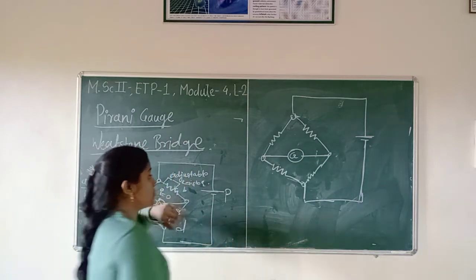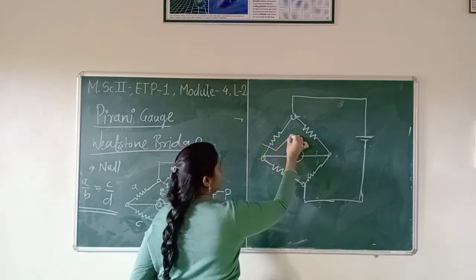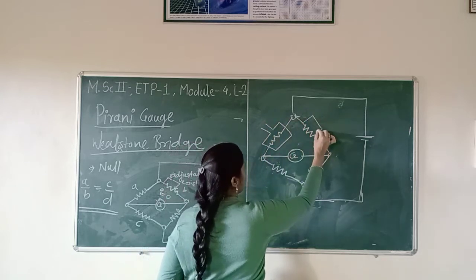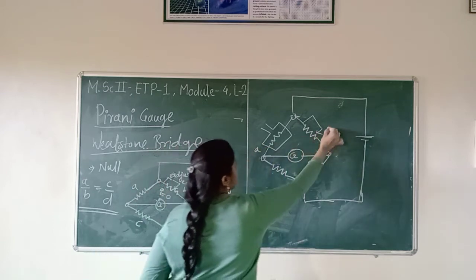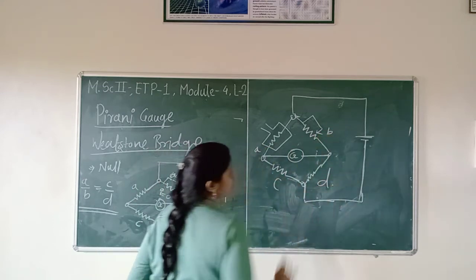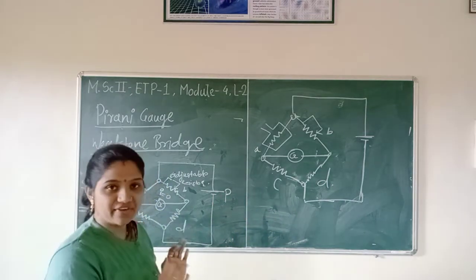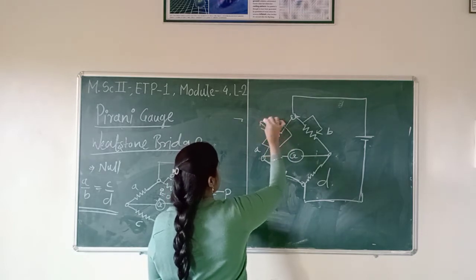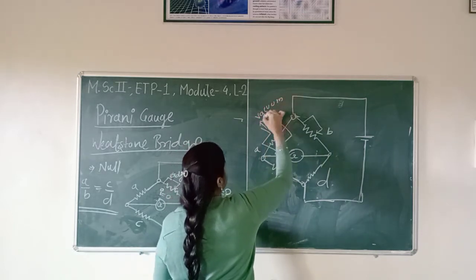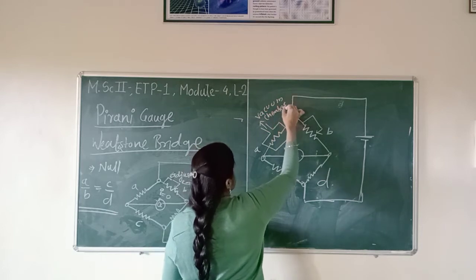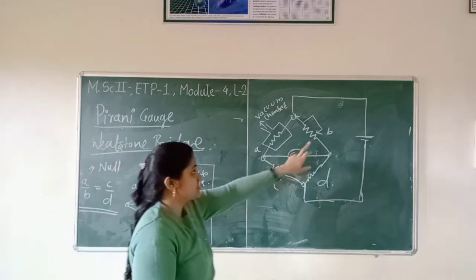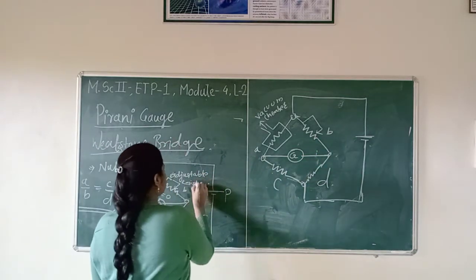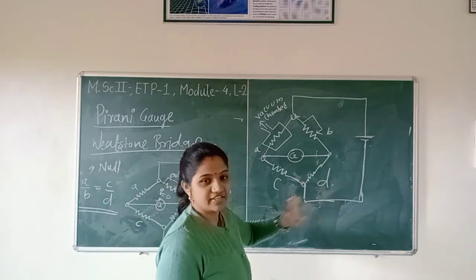See here, student. Now, this is the circuit diagram for the Pirani gauge. This is connected to the vacuum chamber. And this is our adjustment resistance, C, and D is also a resistance.